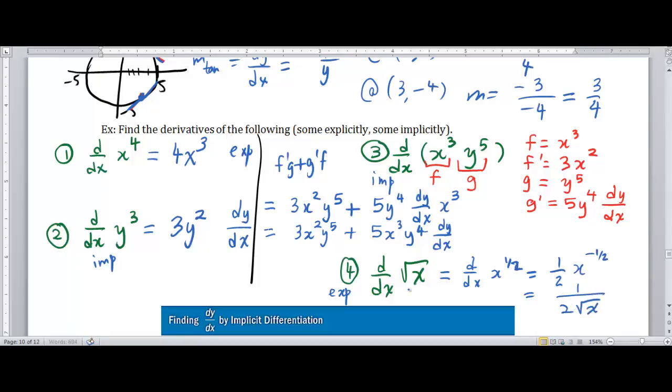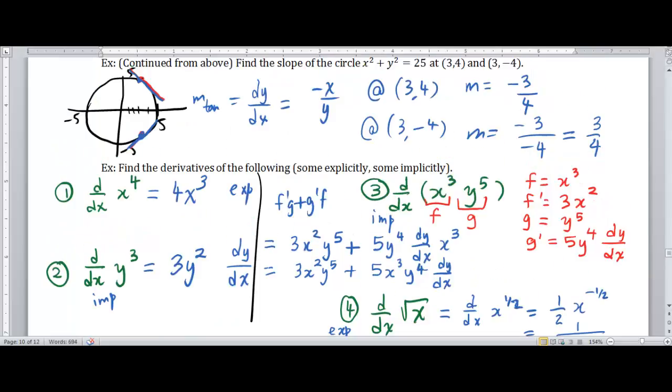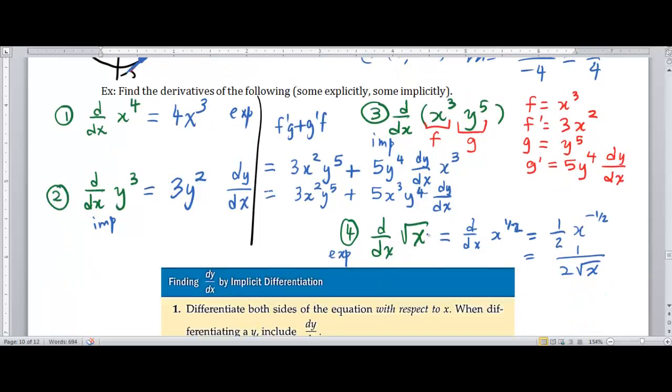The general rule of thumb is if your question is in radical form or radical notation, then your answer should also be in radical notation.